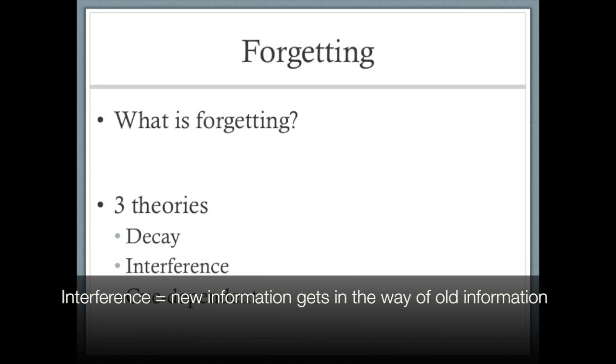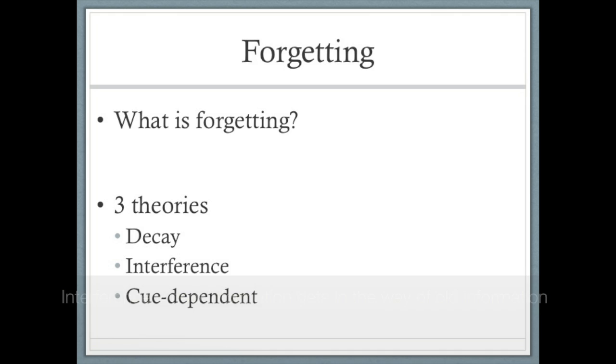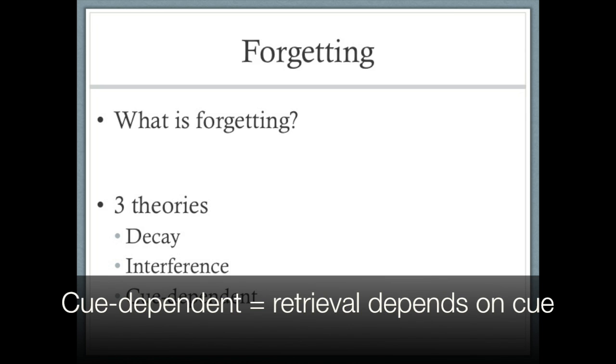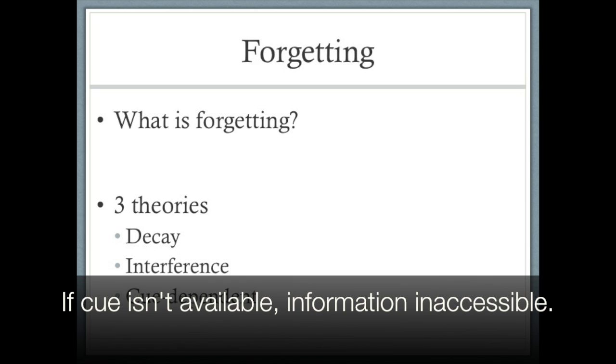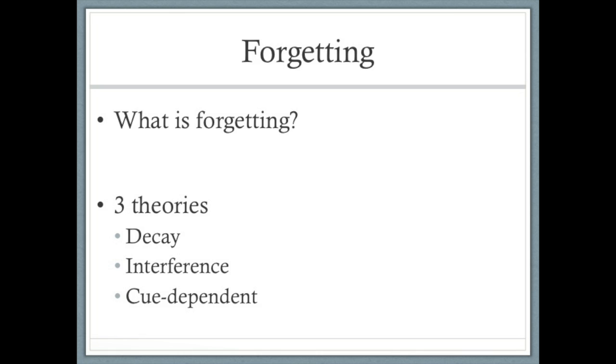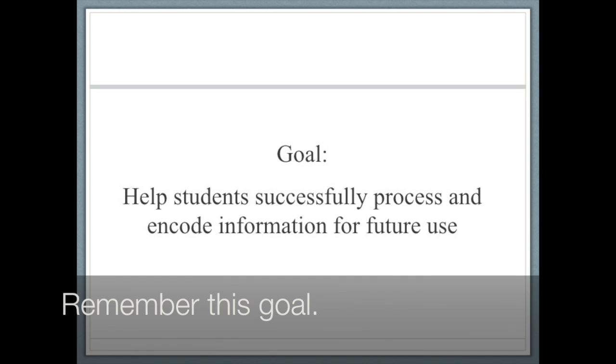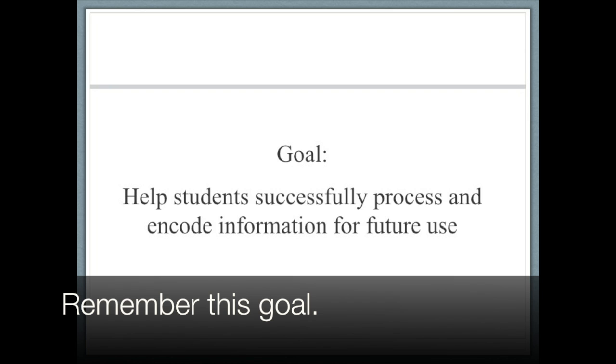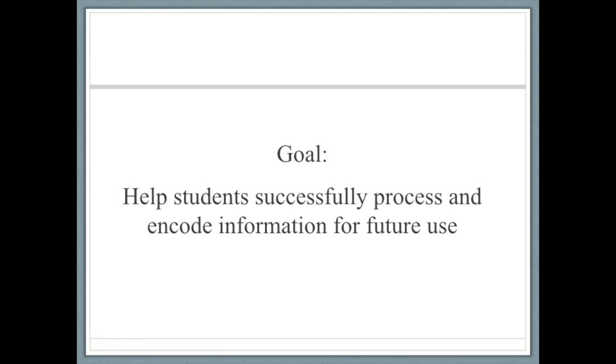The second theory is interference. This is the idea that when you learn new information, this new information gets in the way of old information so that you can't have access to the old information anymore. The last theory is cue-dependent theory. This theory says that people forget because the retrieval process depends on a certain cue in order to access that information. When the cue is not present, a person is unable to retrieve the information. What does all this mean for you as future teachers? Well, remember, the goal of teaching and learning, according to information processing theory, is to help students process and encode or store information for future use.